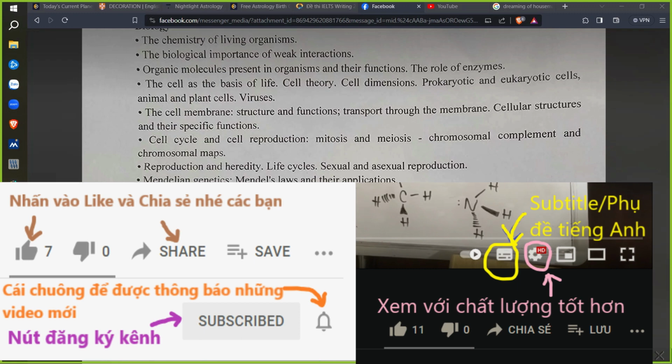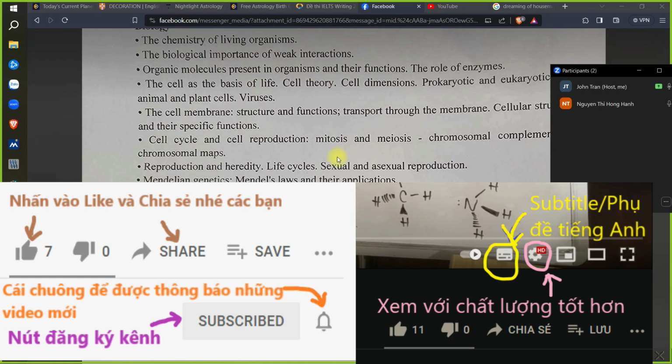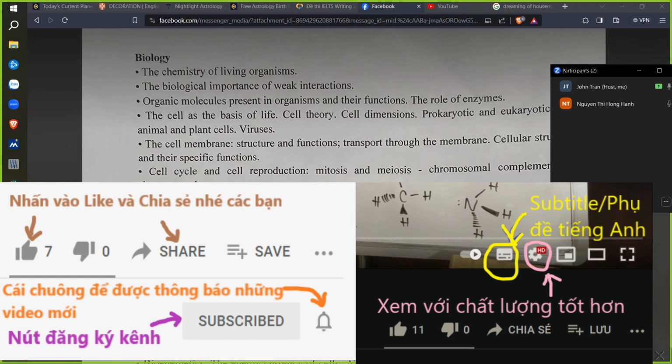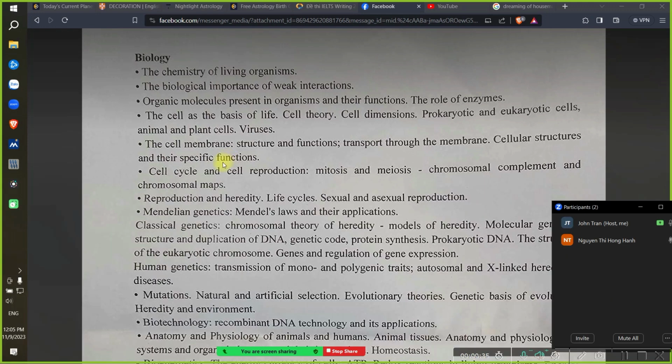Okay, so here Miss Han is going to talk about a biology topic. What is it going to be, Miss Han? The cell membrane, right? Yeah. And then what else should you talk about? Cell membrane, structure, and their specific functions. There's a lot of things in there. And you have to also talk about cellular structures, like 11 different organelles, and their specific functions. And then what else should you talk about?